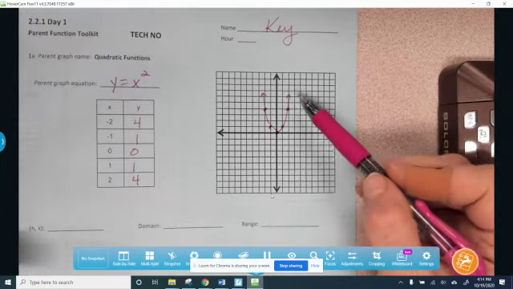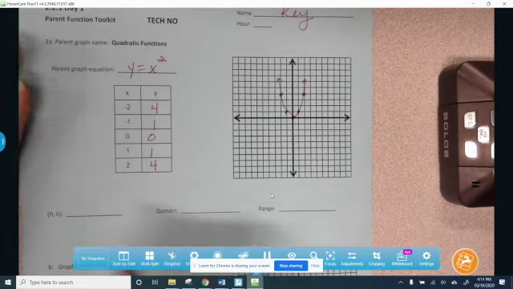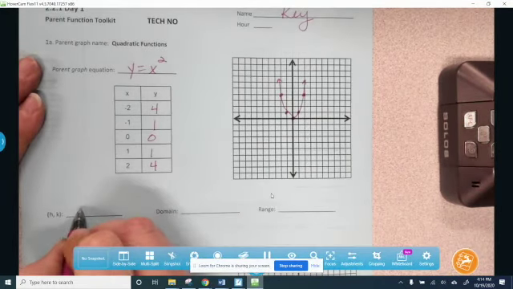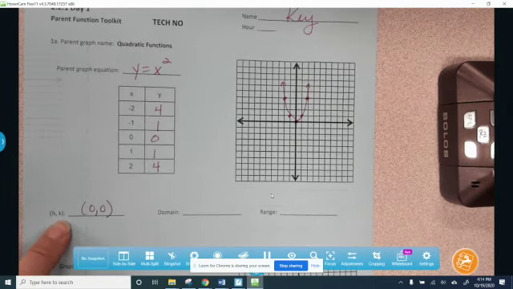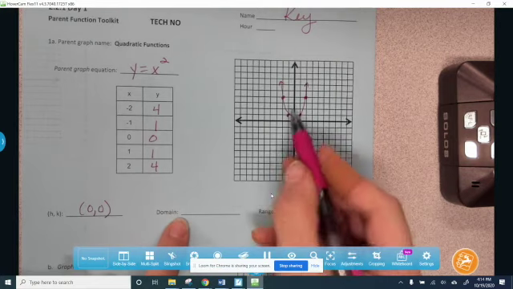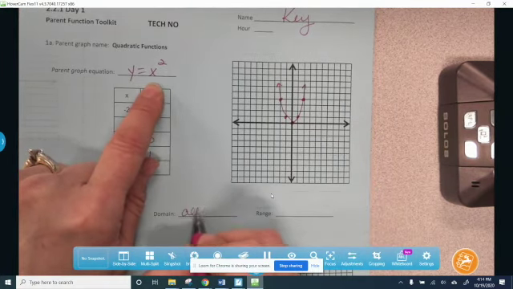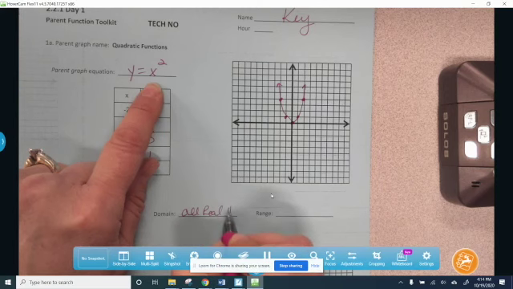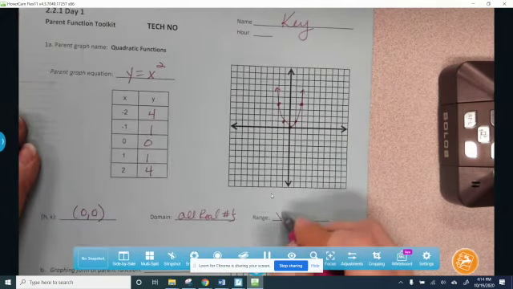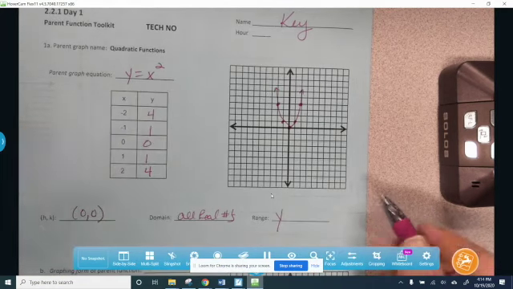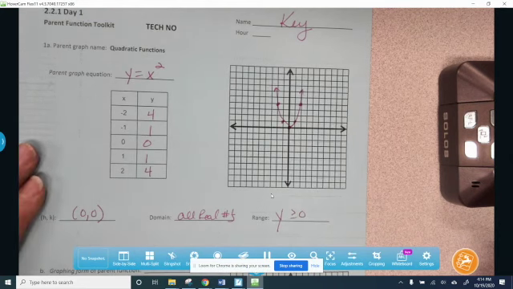I don't think the table was really necessary for this parent function because the whole first half of the chapter was us transforming it. Now, h, k is (0, 0). h, k is the vertex. The domain for this, you could plug in any real number, so all real numbers. And the range: when you square a number, the output is always positive or 0. So y is greater than or equal to 0.